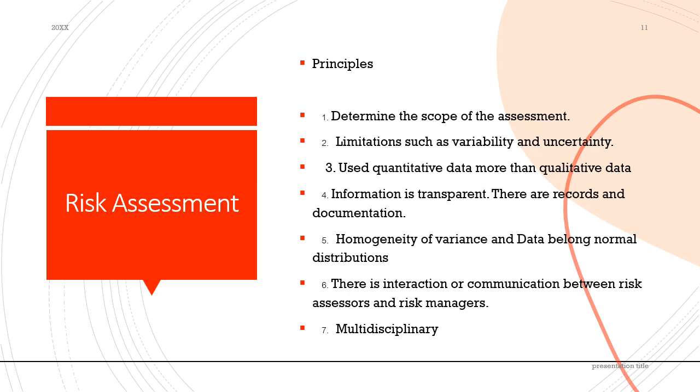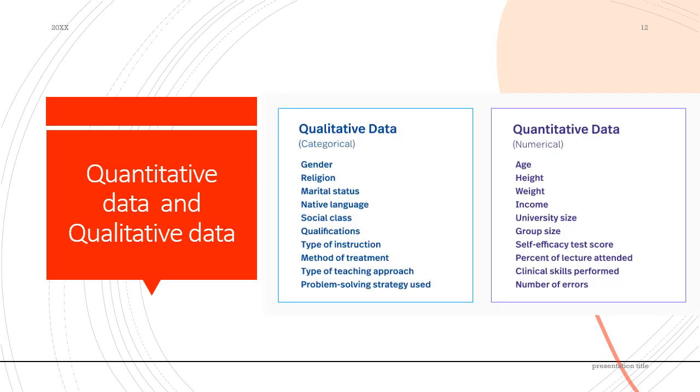It's the effect when you use the parametric, using statistics to evaluate all the data, effect or non-effect. There is interaction or communication between the risk assessor and the risk manager. They use the multidisciplinary approach, which means using more than one field of knowledge, such as toxicology, biochemistry, biology, pharmacology, or every process.